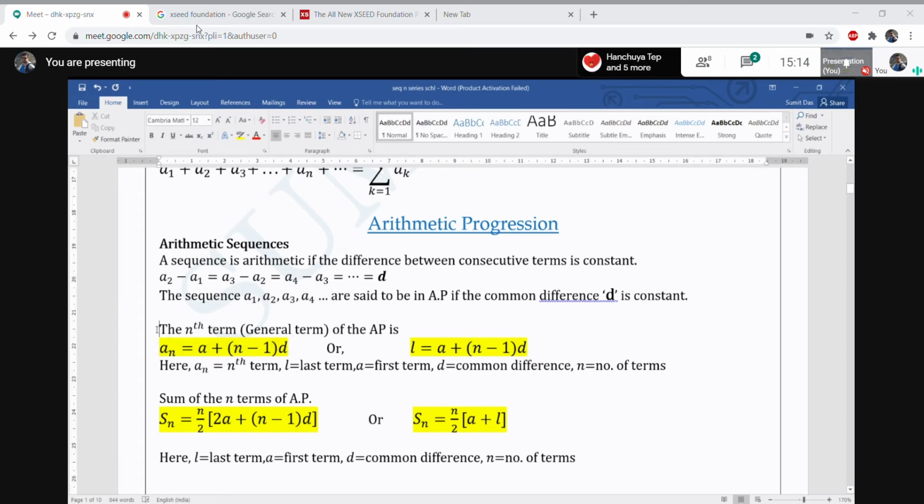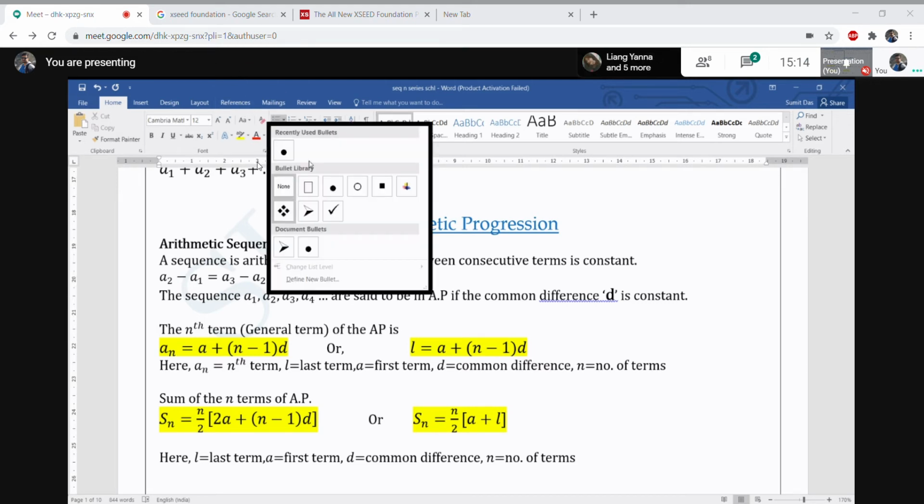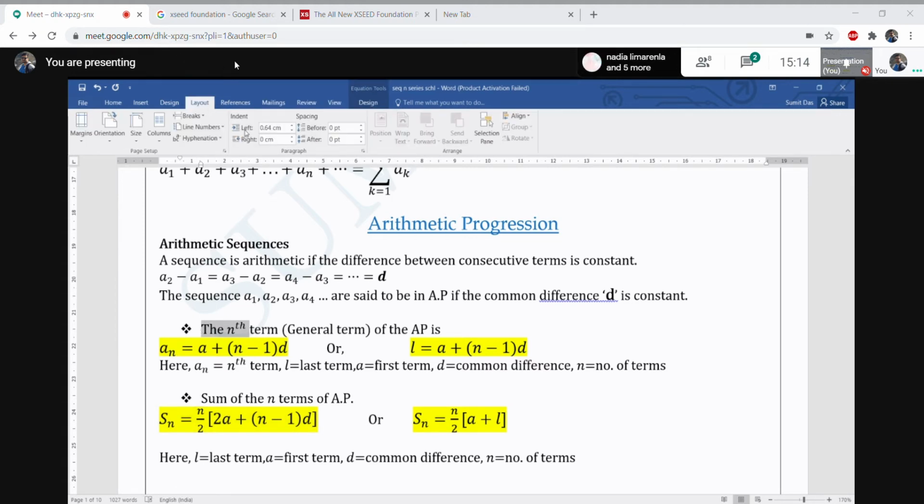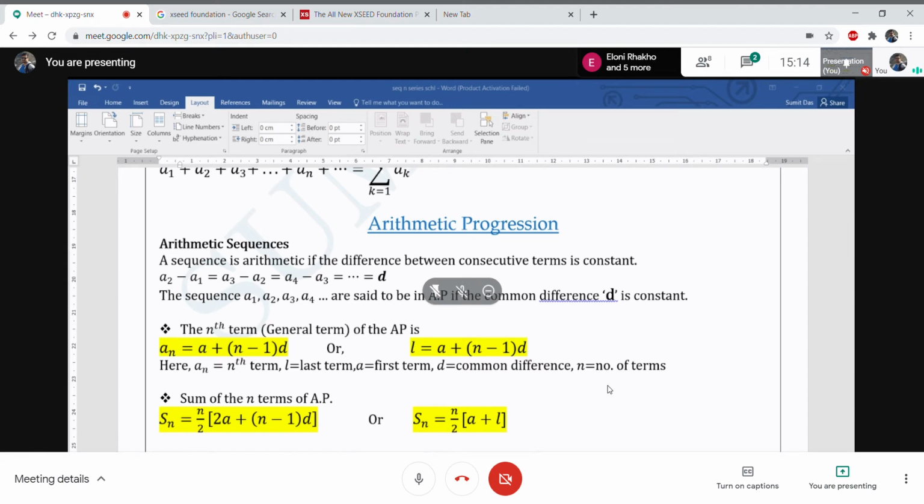Now for an arithmetic progression, there are a few formulas. The first formula is the nth term formula, to find the nth term. Another is the sum formula. In GP also we will find the same thing. The nth term formula means the general term, or sometimes it is called the last term.